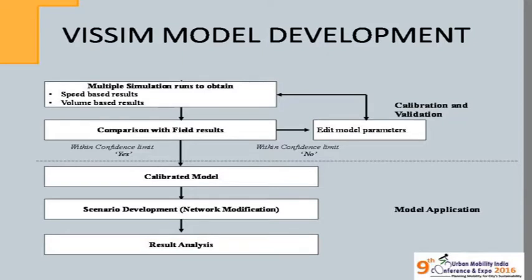Followed by the basic model development, we have multiple simulation runs to obtain speed-based results and volume-based results. So we have a multi-criterion approach for the calibration of the same. And if you compare that with the field results, and that is within the confidence limit of more than 95%, then we have a calibrated model and we can generate the scenarios. And this model can be used for various applications.